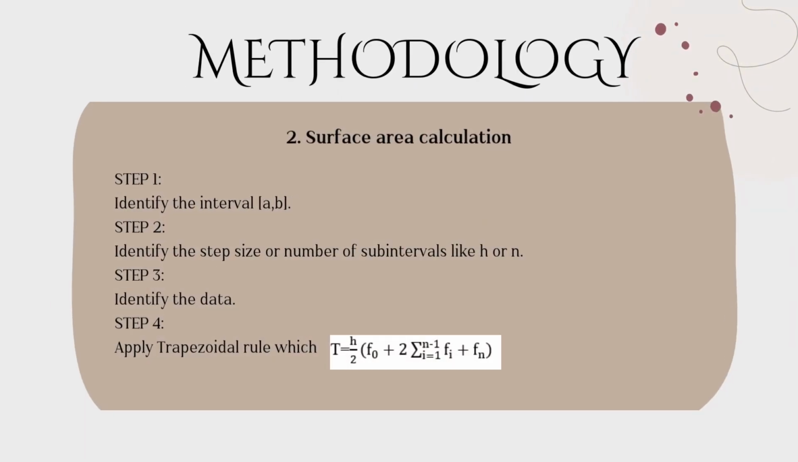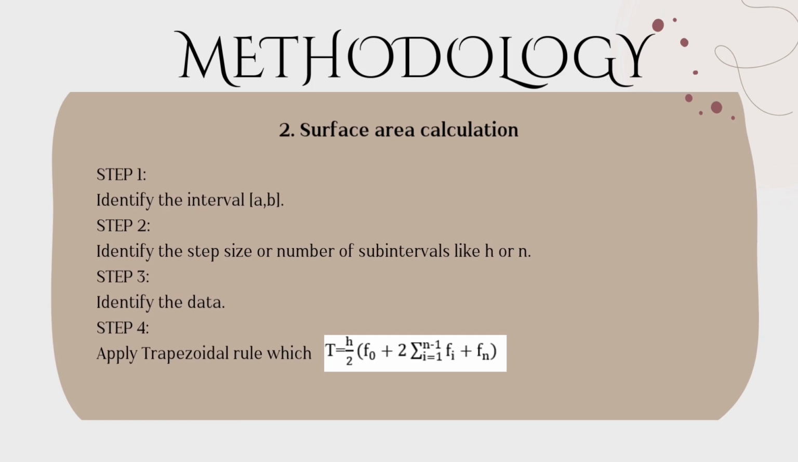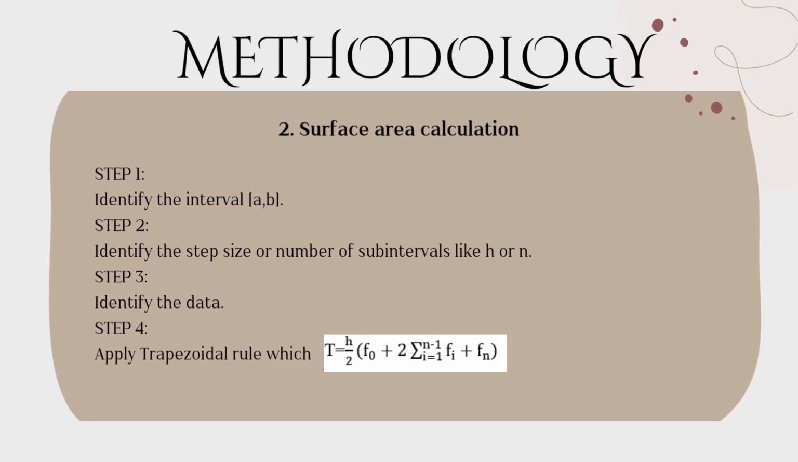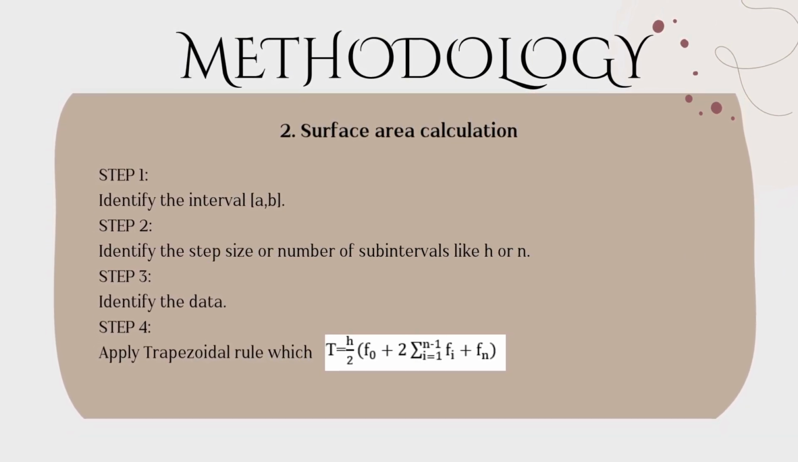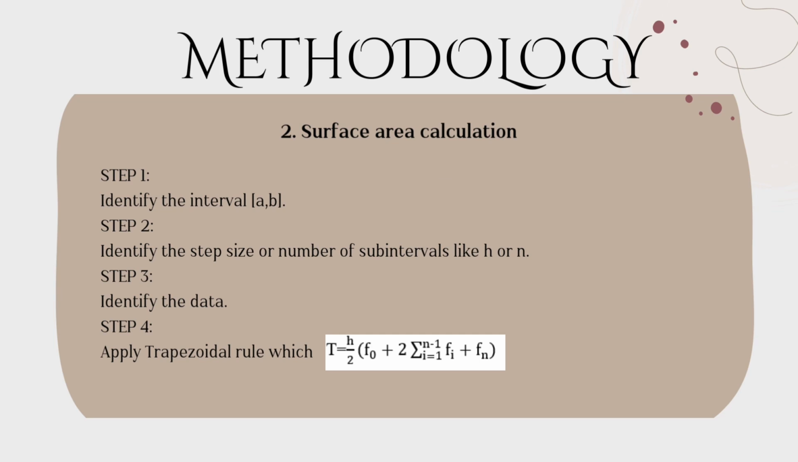Step number 2 is surface area calculation. For this calculation, we have 4 steps. Step number 1, identify the interval AB. Step number 2 is to identify the step size or number of subintervals, like H or N. Step number 3, identify the data. And step number 4 is apply the trapezoidal formula.